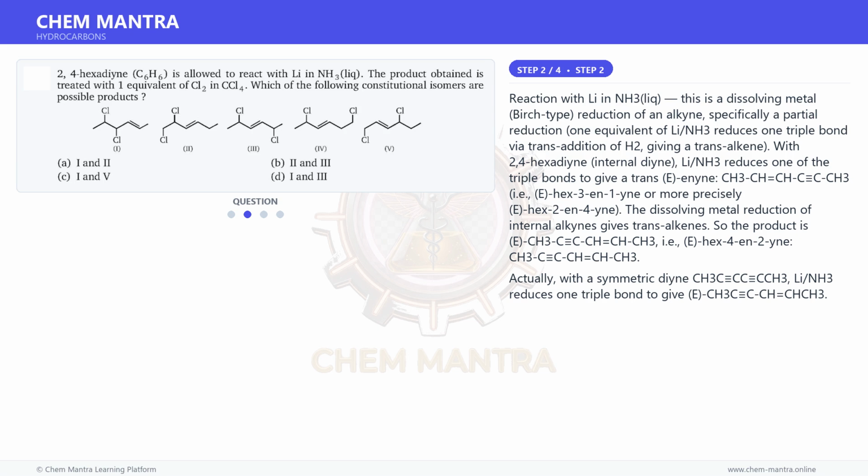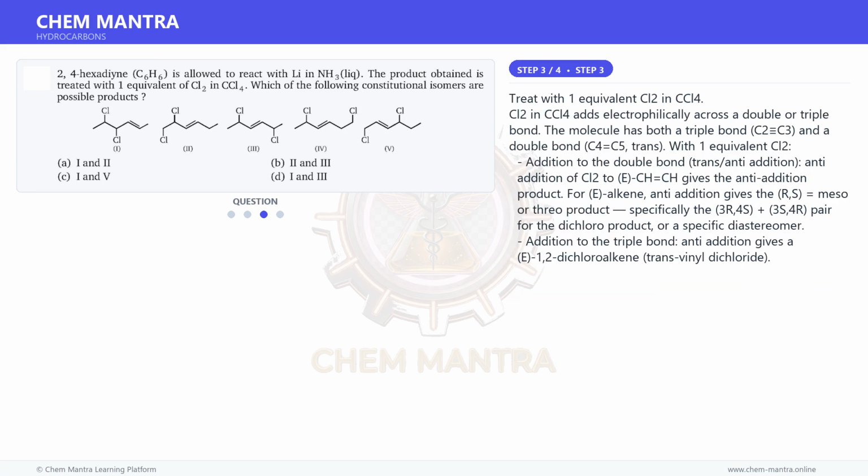So the product is E-CH3C≡C-CH=CH-CH3, E-hex-4-en-2-yne. Actually, with the symmetric diyne CH3C≡C-C≡CCH3, Li in NH3 reduces 1 triple bond to give E-CH3C≡C-CH=CHCH3. Moving on to the next step.